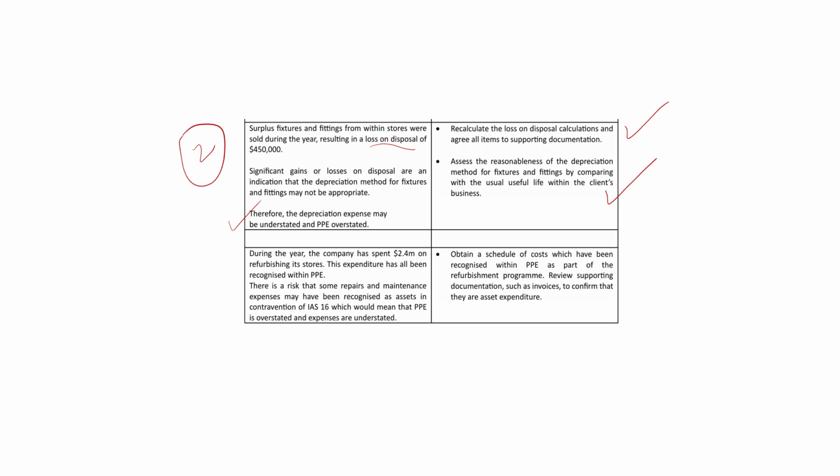I should also be assessing or reviewing the reasonableness of the useful life or the estimate to see whether this is appropriate. Now, in another example, during the year, the client has spent 2.4 million on refurbishing its stores, and they've capitalized all of this. The concern is some of this might be revenue expenditure and might need to be expensed off. If that has not been done, your assets are overstated and expenses are understated.